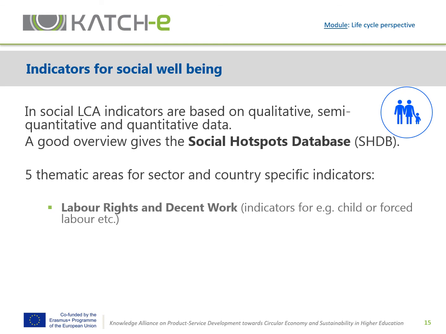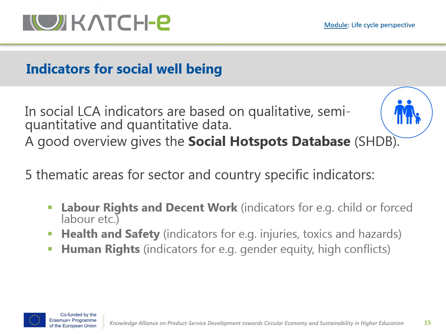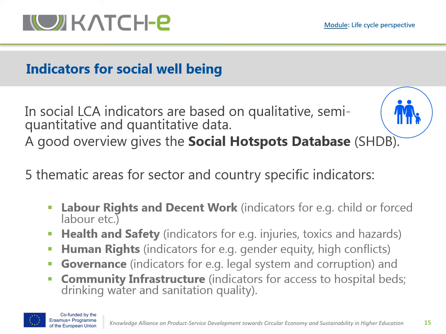Labor rights and decent work, with indicators for instance for child or forced labor. Health and safety, with indicators like injuries or the exposition to hazardous substances. Human rights, with indicators for e.g. gender equity or conflicts. Governance, with indicators for the legal system and corruption. And community infrastructure, with indicators for the access to hospital beds, drinking water and sanitation quality.